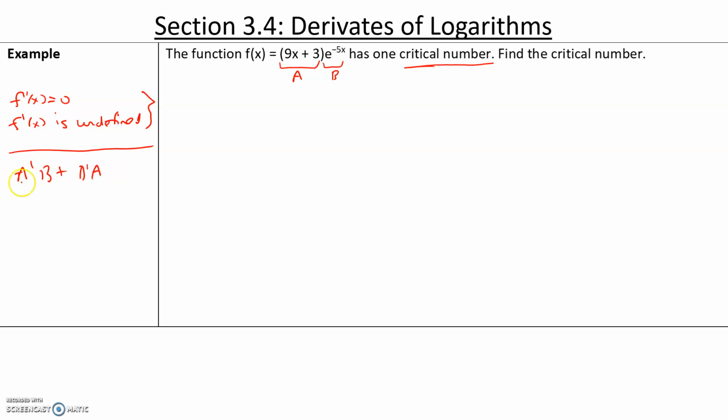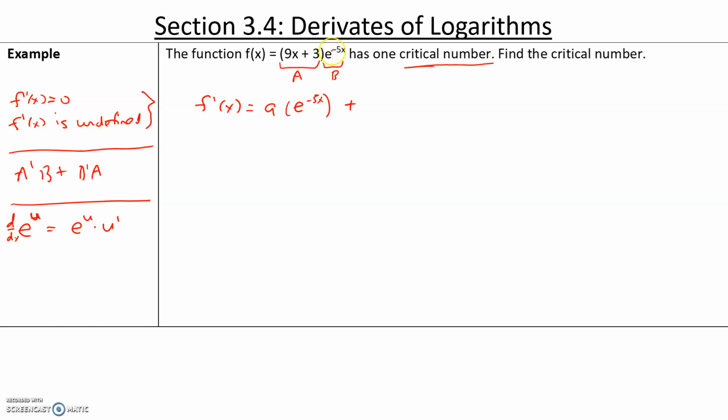So first let's find out what a prime is. A prime is the derivative of 9x plus 3. So a prime is simply 9. So that's a prime times b, which is e to the negative 5x. Then we've got plus b prime a. For b prime, recall that if you have e to the u power, where u is anything other than x, then the derivative of that is going to be e to the u times u prime. That is the derivative of e to the u. So u is negative 5x.